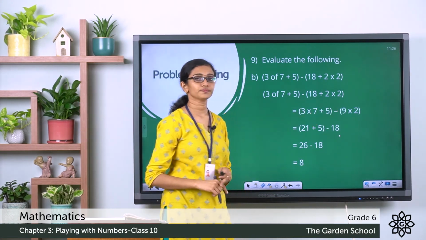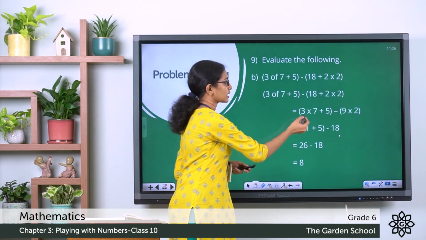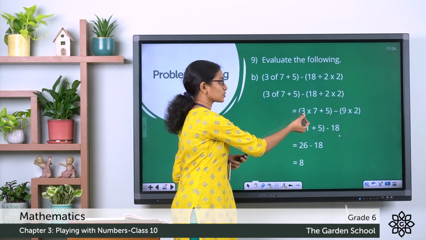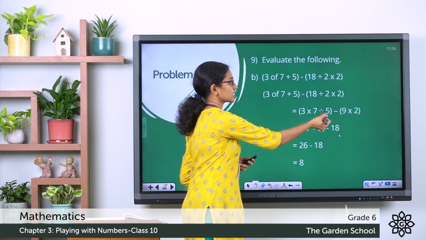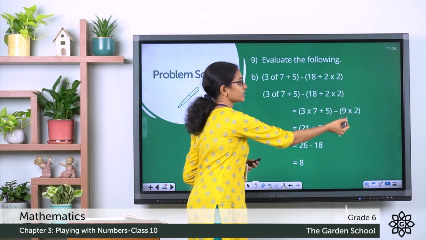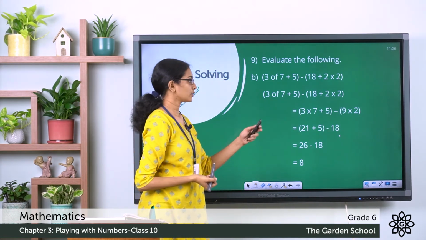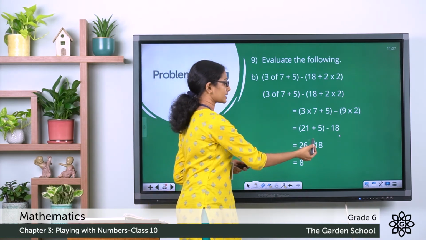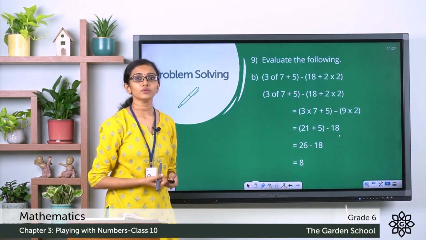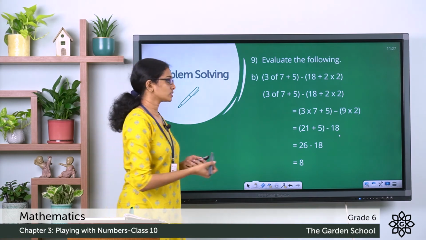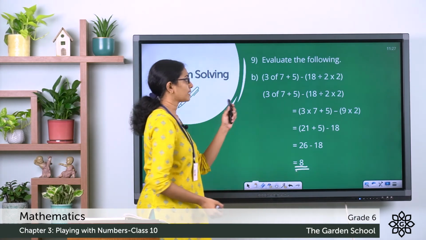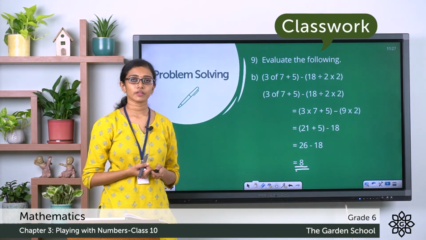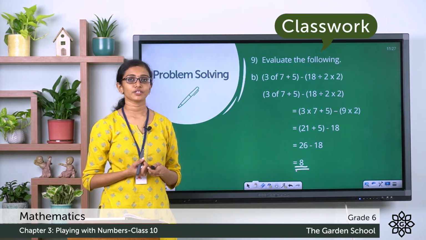That into 2. Now we have got multiplication and addition. Multiplication has to be done first. So 3 into 7, 21 plus 5 minus 9 into 2 is 18. Now here 21 plus 5 equals 26 minus 18, which gives you a value equal to 8. So this is the value of this mathematical statement given. So evaluate the other statement also and find out the answer and write in your notebook.